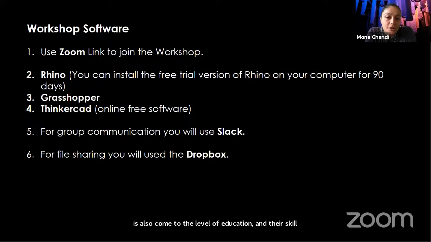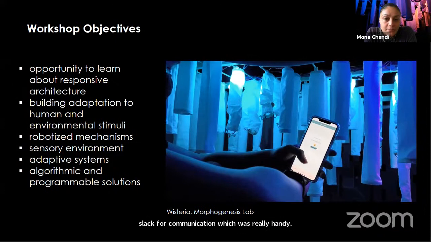Because it was an online workshop, all the software in this workshop was either free or had a free trial. We used Rhino and Grasshopper to design and simulate, and we used Tinkercad, which is Autodesk's free online software for coding, programming, and physical computing simulation. Also, we used Dropbox for file sharing and Slack for communication, which was really handy. So let's talk about the workshop a little bit.